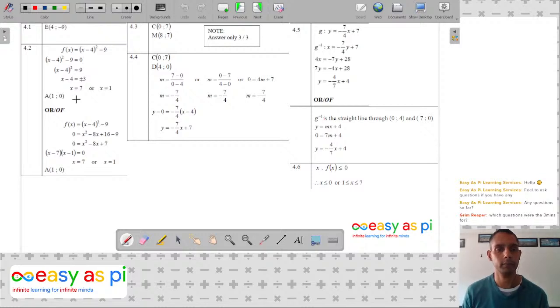Right, you can see I've done pretty much the same. There would have been a couple of ways you could do it. You could have expanded it and then you could have factorized, whichever way you feel more comfortable. Okay.